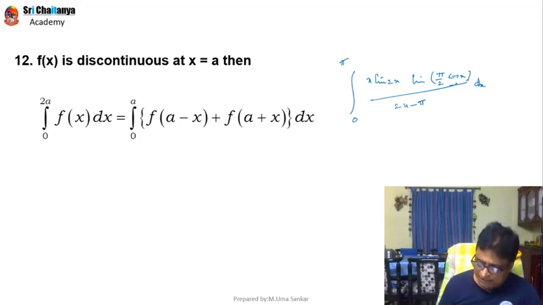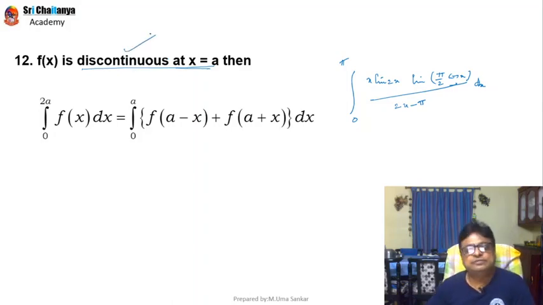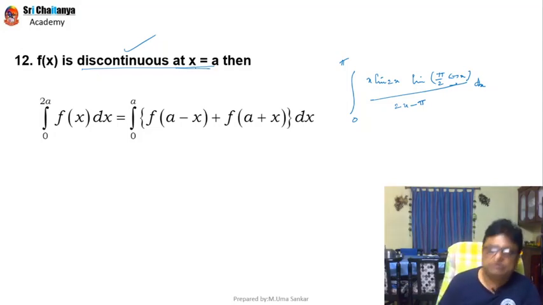The main important point in this problem is that f is a discontinuous function at x is equal to a. That is why the beauty of this property comes. So far we have not stressed anything more on discontinuity, but here I am particularly concentrating on the discontinuity of the function at x is equal to a. But how to prove this?